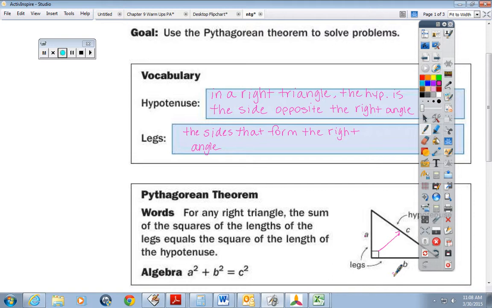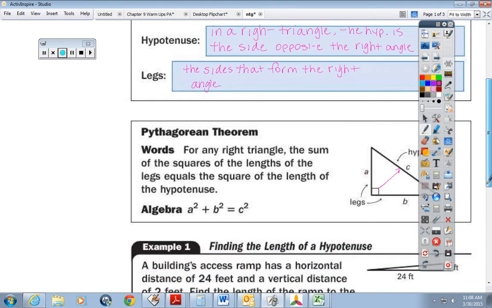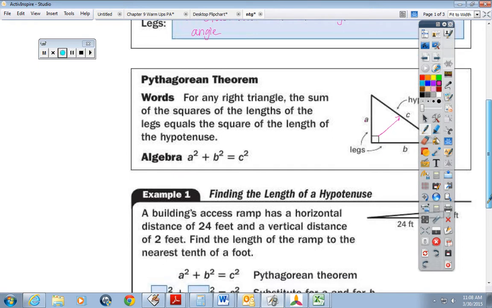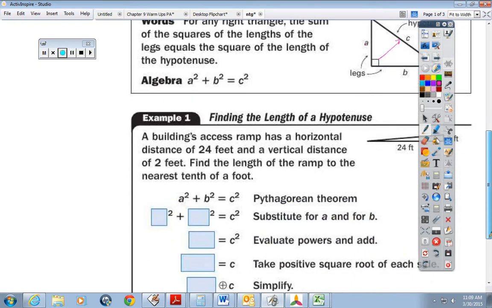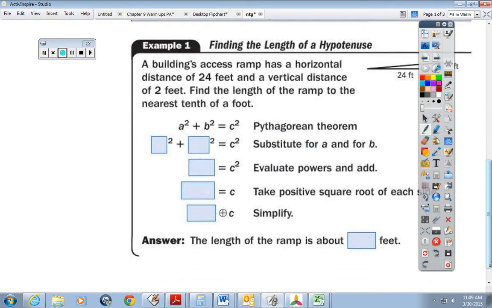Okay, so the first example is just working forwards. This is for when we know the lengths of two of the sides of the triangle, and we're trying to find the third length. Right here we have a building's access ramp, like a loading dock or maybe a wheelchair ramp. It has a horizontal distance of 24 feet and a vertical distance of 2 feet. Find the length of the ramp to the nearest tenth of a foot.